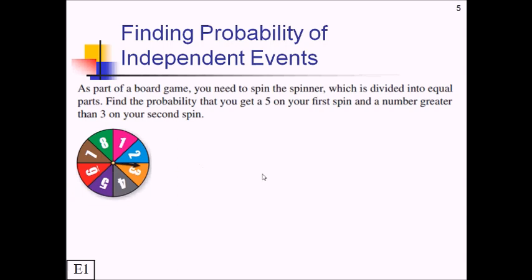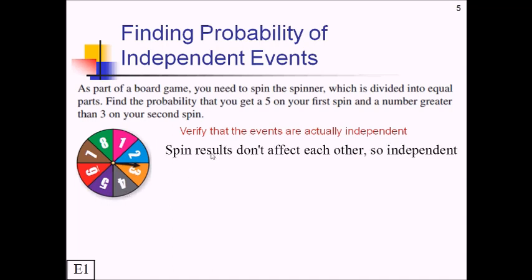So first thing we should do is verify whether or not these events are actually independent of each other. Does spinning a 5 the first time around affect what I can spin the second time around? It doesn't. This game board's not going to change in any way after that first spin. So because our spin results are not going to affect each other, we say these events are independent, which means we're just going to go ahead and do what we said on the last page, find and multiply those individual probabilities. Pause the video and see if you can do that.